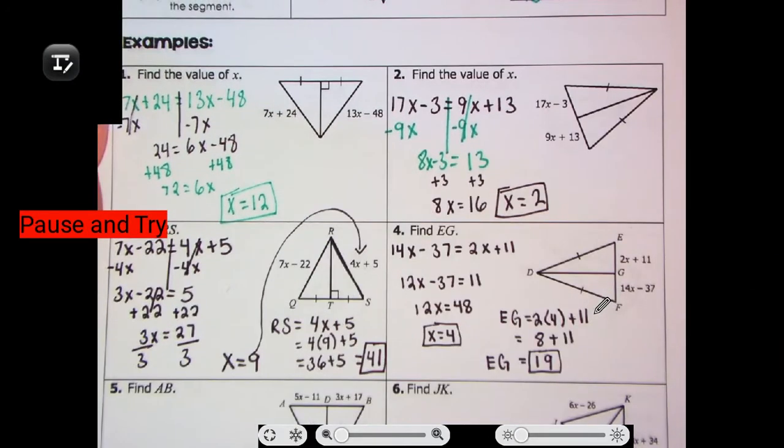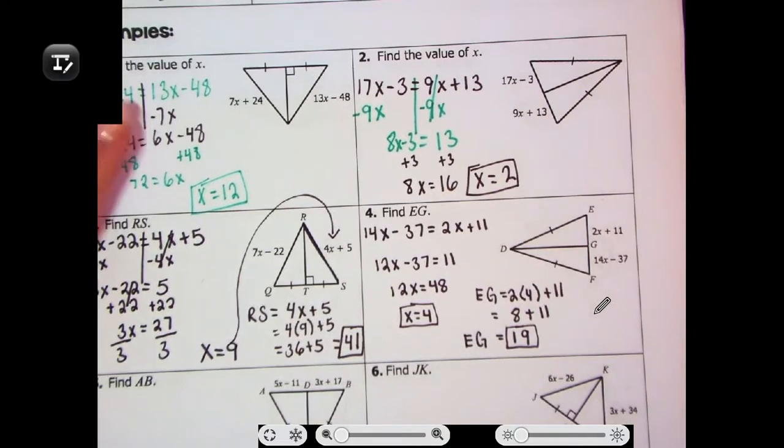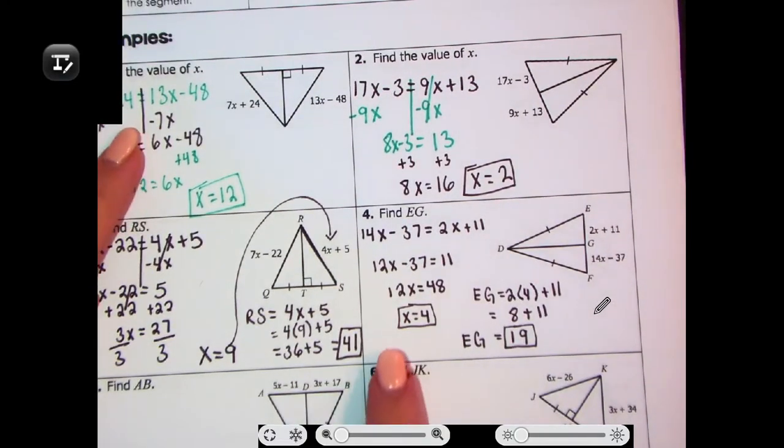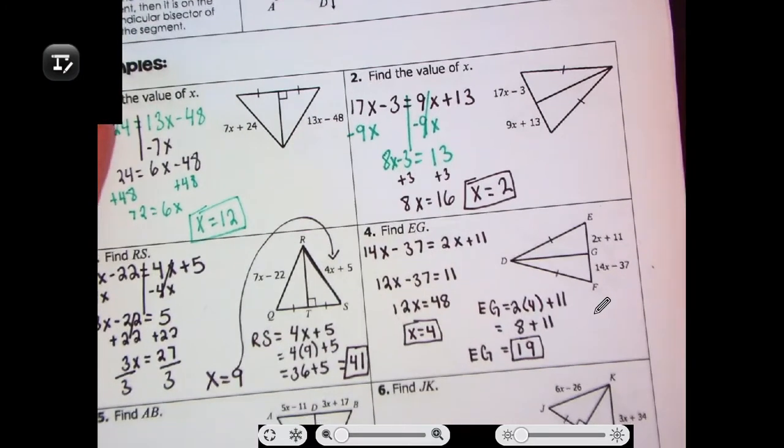All right, so you can see number 4 here. What you should have gotten for your final answer was 19. We solve for x, we set these two equal to each other, get x equals 4, and then when we plug 4 back into EG, which is this part right here, 2x plus 11, we get 19 as our final answer. So I am going to show you number 5 because it's slightly different. And then I'll have you try number 6.